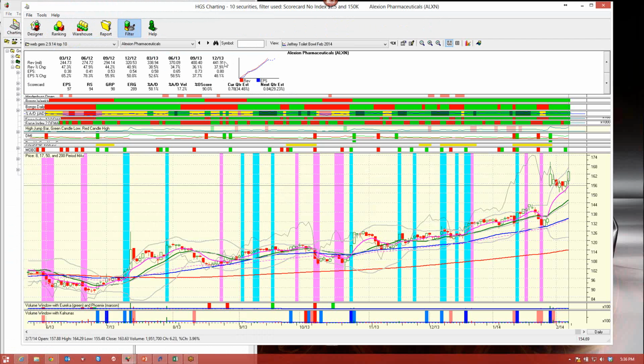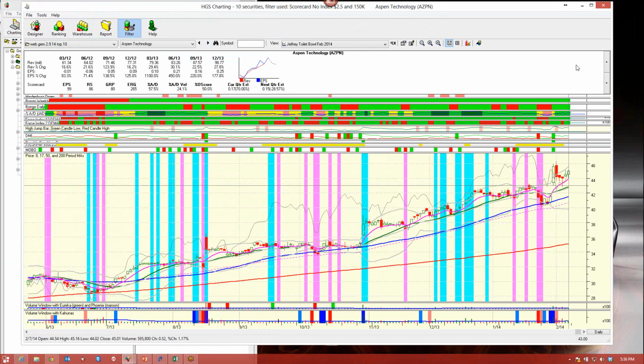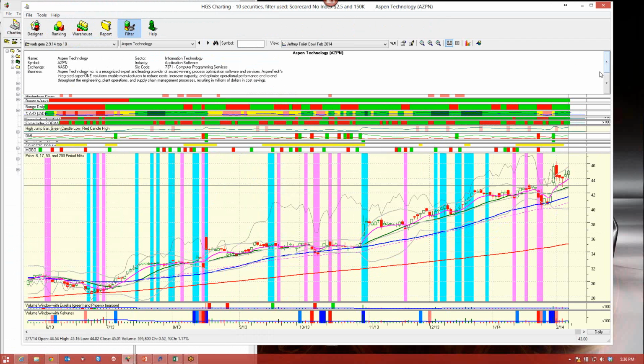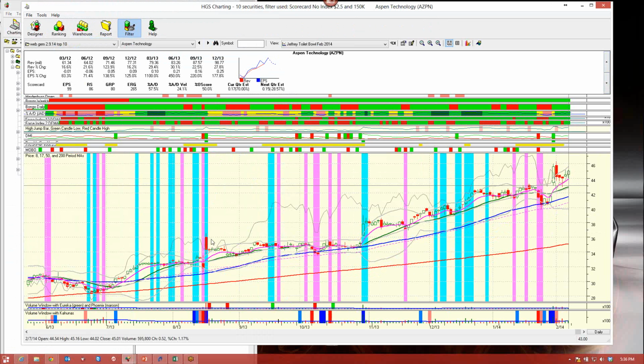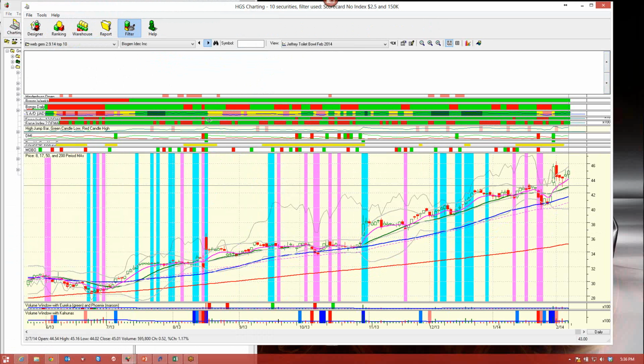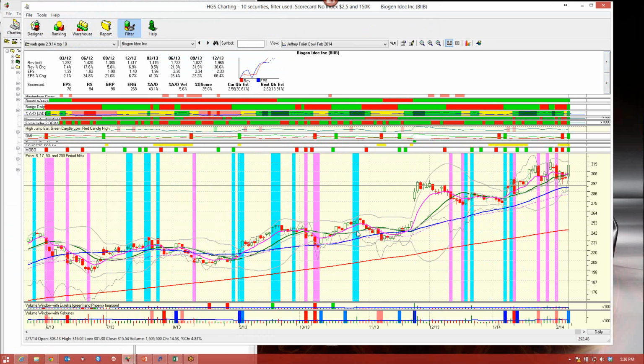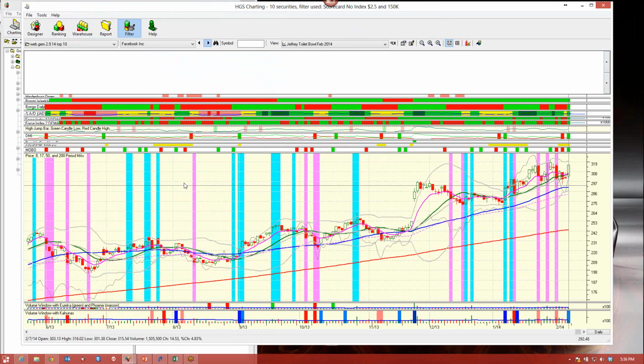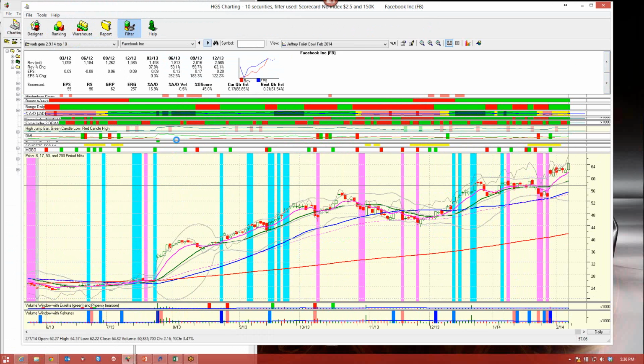Everything is green. Aspen Technology, I think, is one of the IT consulting firms, application software firms, lower left, upper right, green. It's had a great run in the market. Earnings per share growth seems to be slowing, which would bother me, but it's been a big mover. Biogen IDEC, one of my favorite big biotech companies. Leader we looked at already. Facebook, we looked at it already.